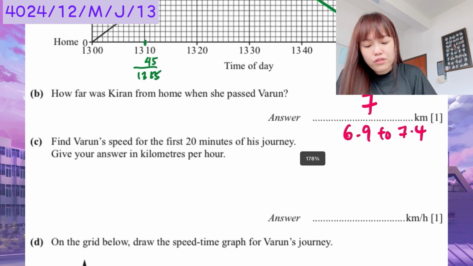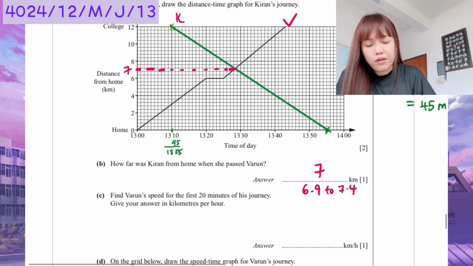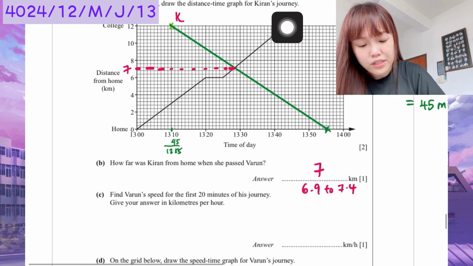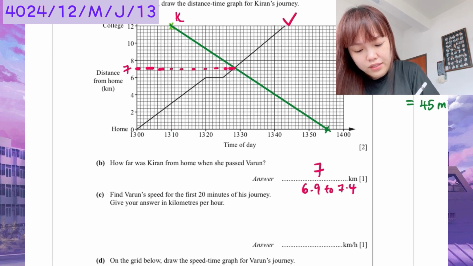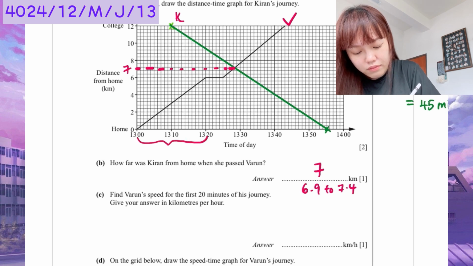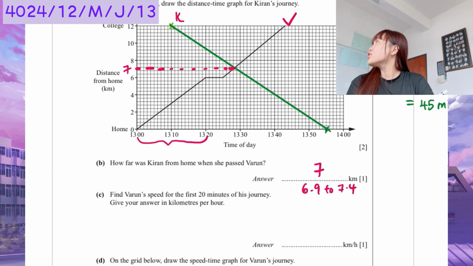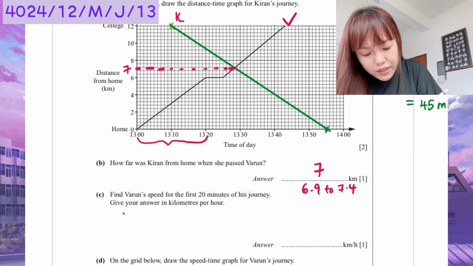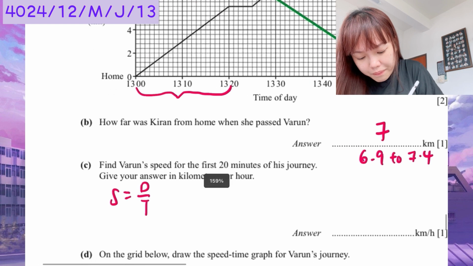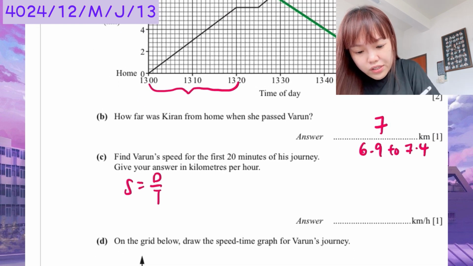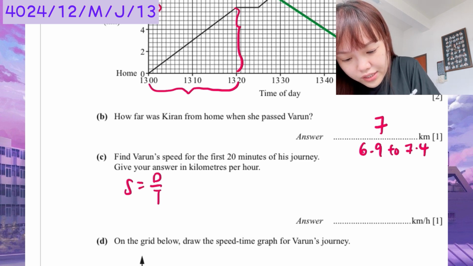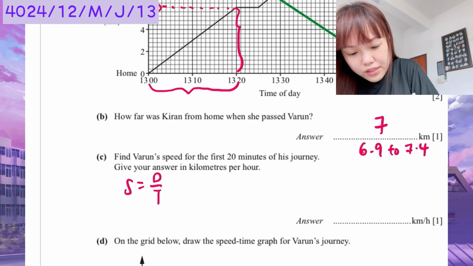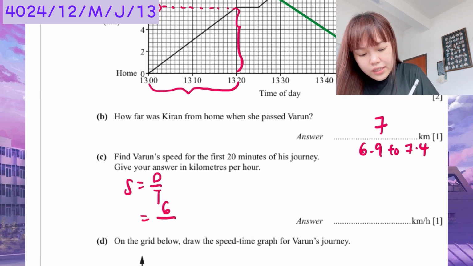Part C. Find Varun's speed for the first 20 minutes of his journey. Varun's is this, right? This one is Varun's graph. The speed for the first 20 minutes. The first 20 minutes is this. That's the first 20 minutes. First 20 minutes, the speed is distance over time. We know the distance already because from this 20 minutes, we can see the distance is 6 kilometer. So the distance is 6, but the time is 20.